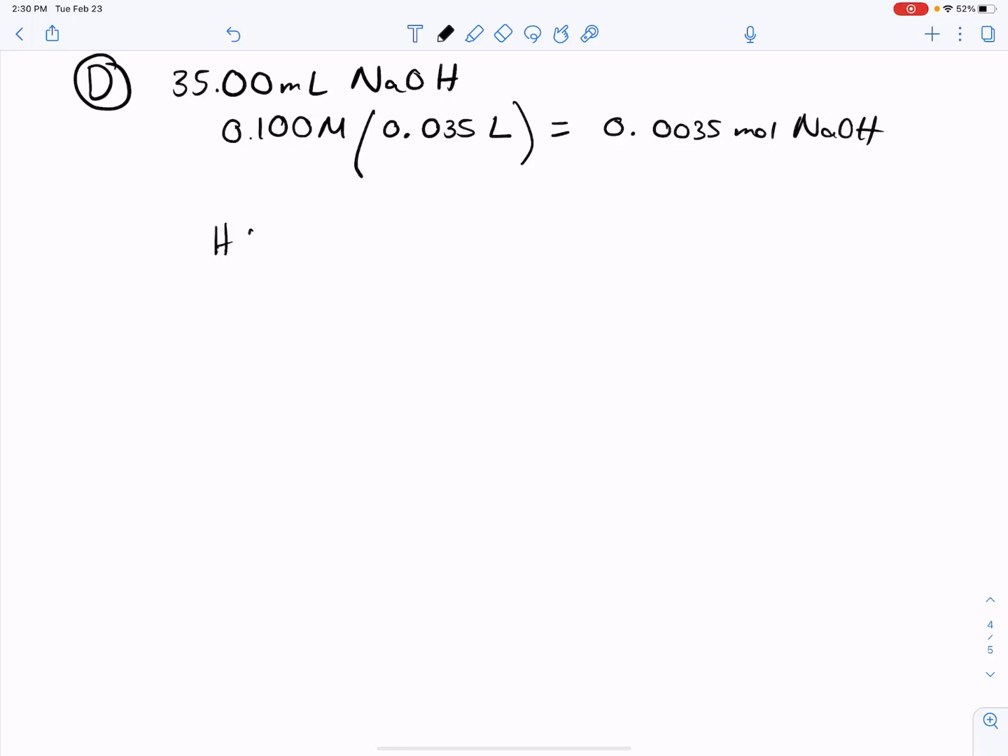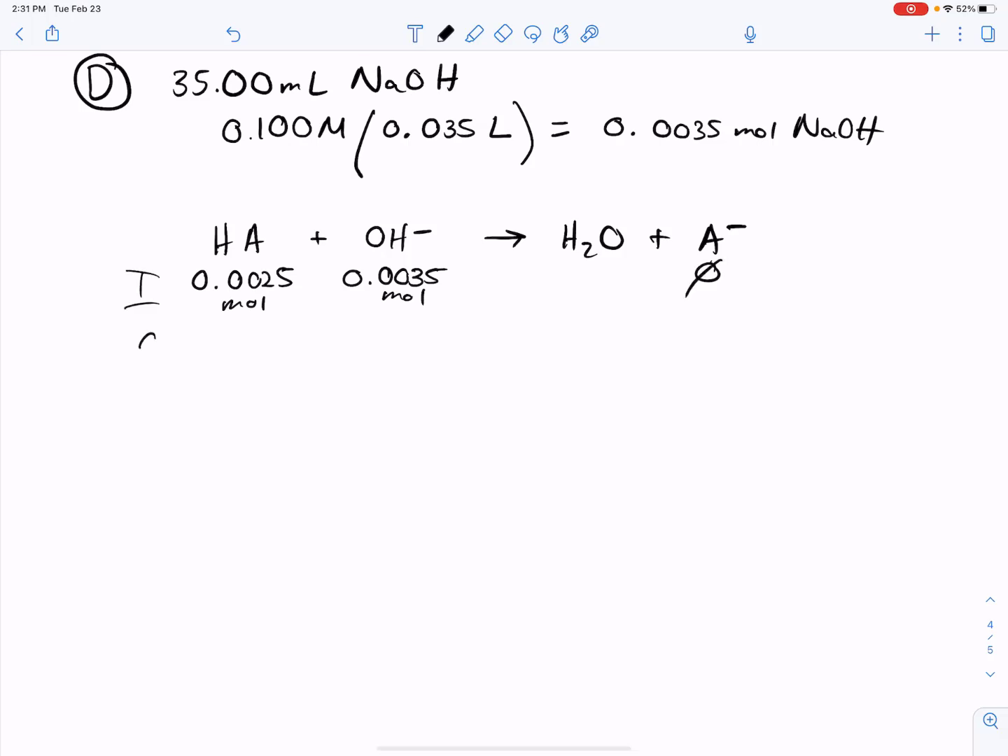And now I can write my ICE table and react my hydroxides with my weak acid in order to produce my water and my conjugate base. But remember, I still have the same number of moles that I started out with, but I've now added in 0.0035 moles of my base, and those two are going to react with each other. I start out with no conjugate. My change is going to be my limiting reagent, which in this case is my HA. So we're taking away 0.0025 from that.